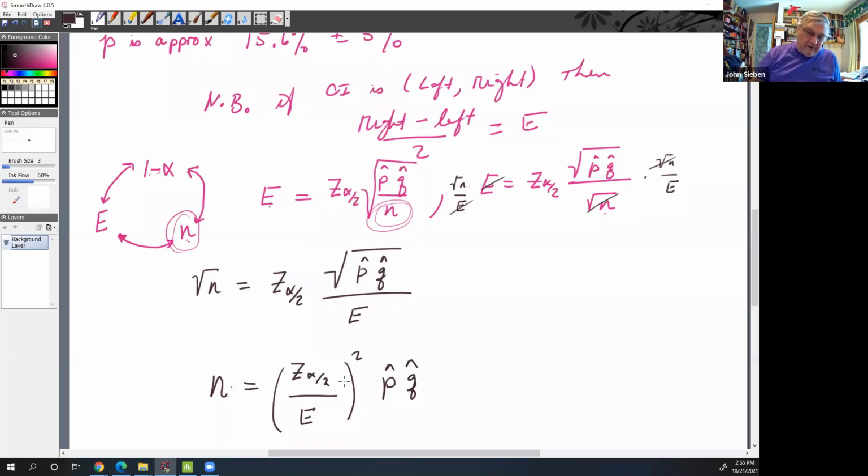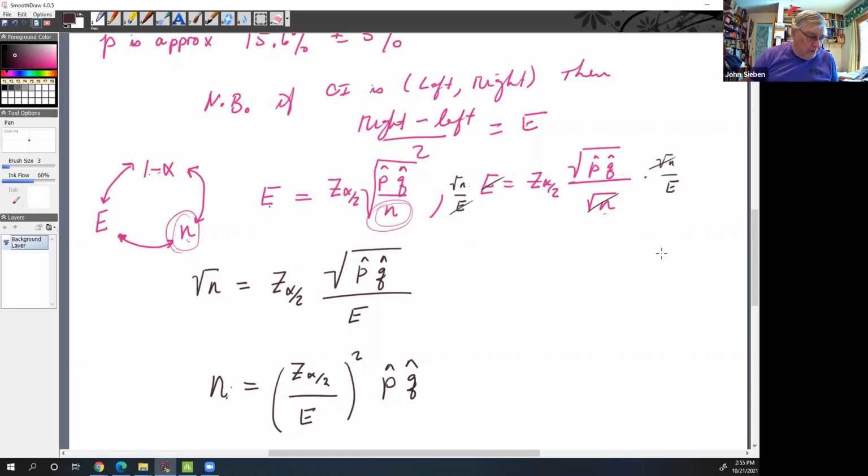And it's this one exactly. If you want to mark that page, it's certainly convenient not to have to go through these manipulations. So mark that page, and you can always just refer to it if you need to find N for a given kind of situation.